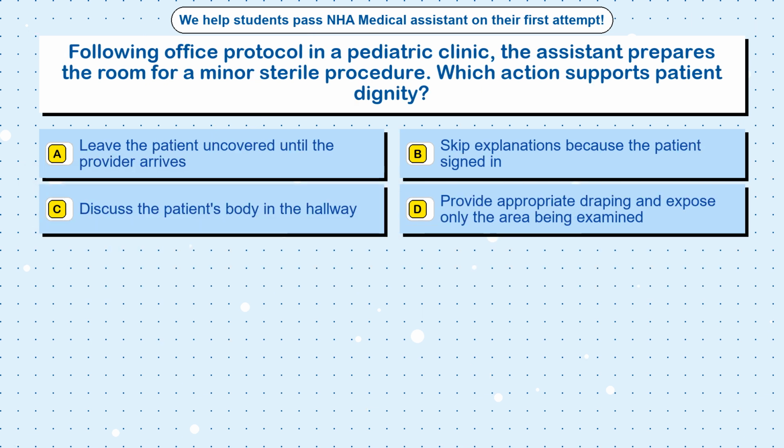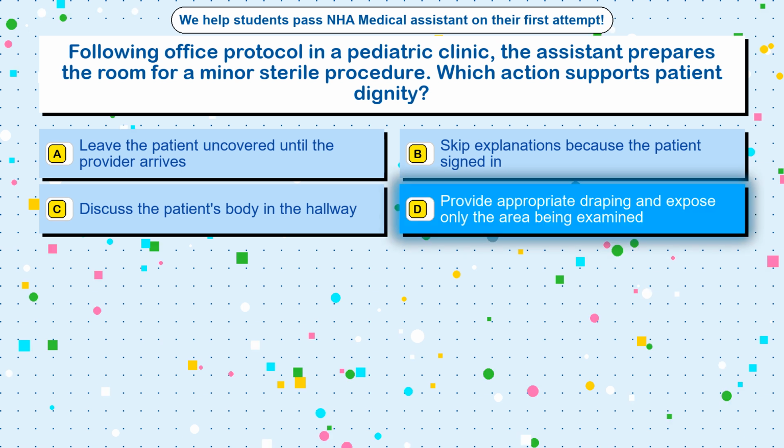Question 45. Following office protocol in a pediatric clinic, the assistant prepares the room for a minor sterile procedure. Which action supports patient dignity? Option A, leave the patient uncovered until the provider arrives. Option B, skip explanations because the patient signed in. Option C, discuss the patient's body in the hallway. Option D, provide appropriate draping and expose only the area being examined.